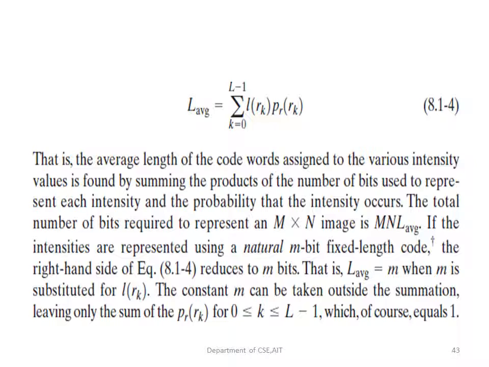If the intensities are represented using a natural m-bit fixed length code, then the right hand side of this equation, with l(r_k) and p_r(r_k), will be reduced to only m bits. That is, L_avg will be equal to m, where m is substituted for l(r_k). The constant m can be taken outside the summation, and only the sum of p_r(r_k), where k varies from 0 to L-1, remains, which is equal to 1.